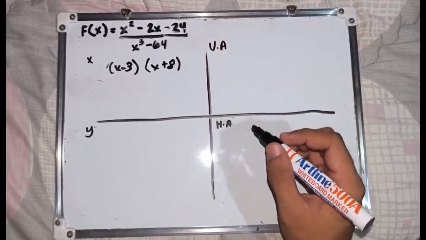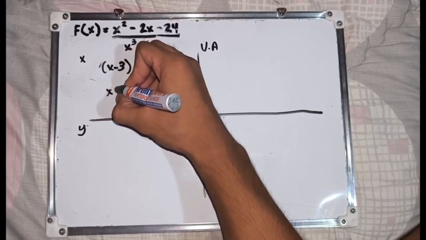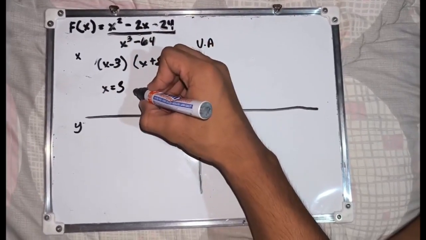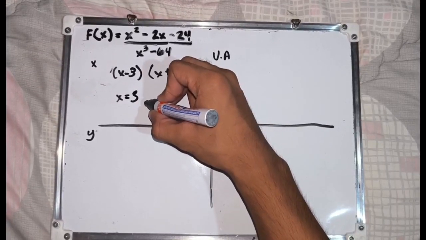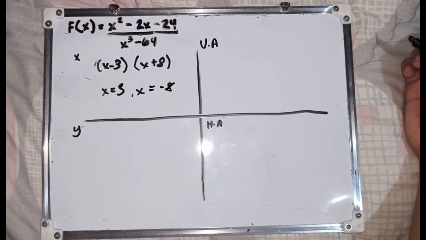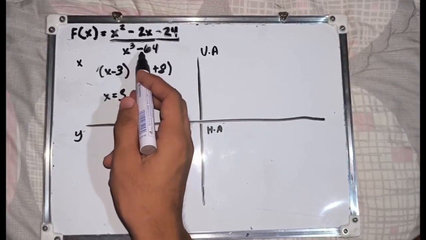By this, we can find our x-intercept. So we will just transpose negative 3 into positive 3. Then for our second x, positive 8 becomes negative 8. That's it. Next, we will solve for our vertical asymptote.